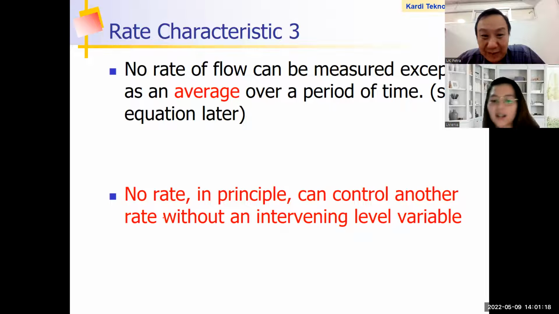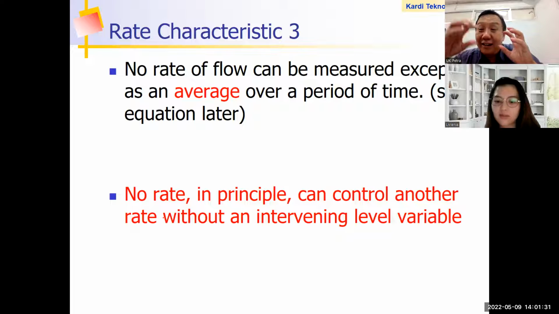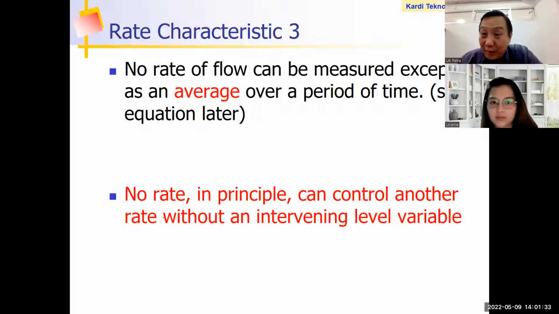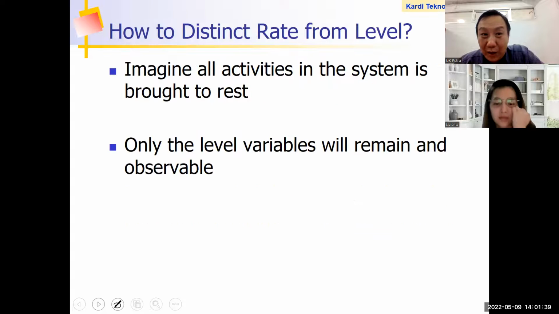Okay. Rate cannot change other rate. So, no rate in principle can control another rate without an intervening level variable. If you want to change the rate, you need to put inside another level so that you can change the rate. So, with this, things become clearer.